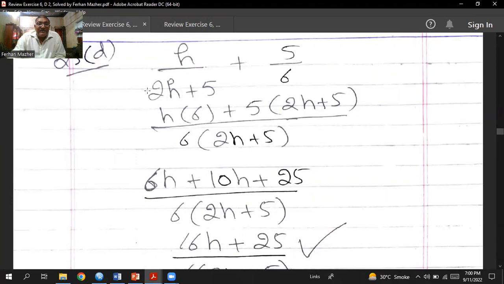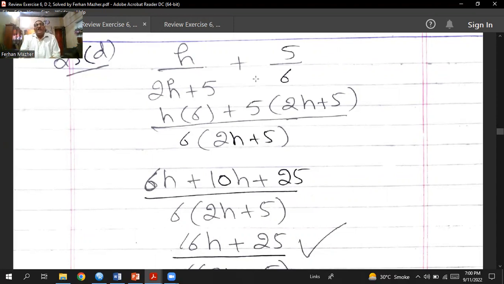When you divide the LCM with this denominator, these two cancel. 6 is left. That will multiply with the numerator here. So h into 6. When you divide this LCM with this denominator, 6 and 6 is cancelled. This bracket will multiply with the 5. So you will have 5 bracket 2h plus 5 bracket close.